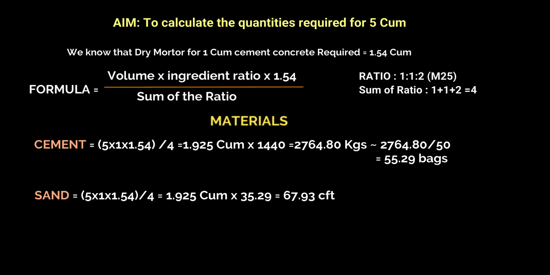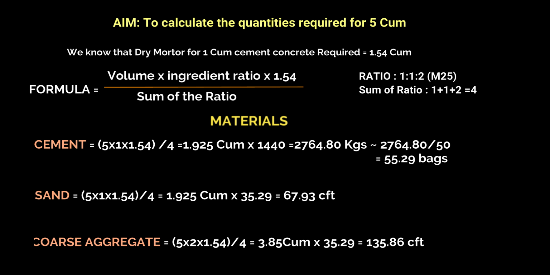And what is the requirement of the sand, friends? The volume of the work is 5 into sand ratio 1 into 1.54 divided by 4. We get the same as the cement quantity, that is 1.925 cubic meters. We convert this into CFT: 1.925 into 35.29, we get 67.93 CFT. That is the sand required for 5 cubic meters of M25 grade concrete.